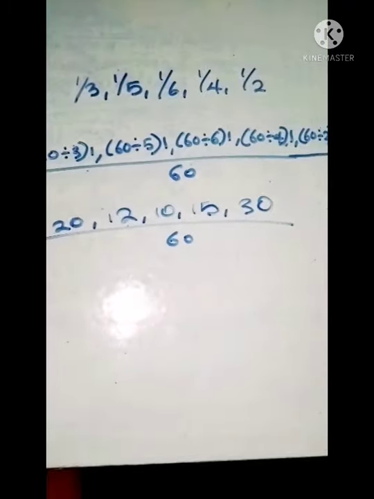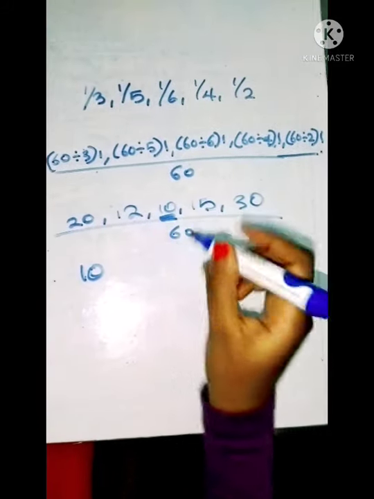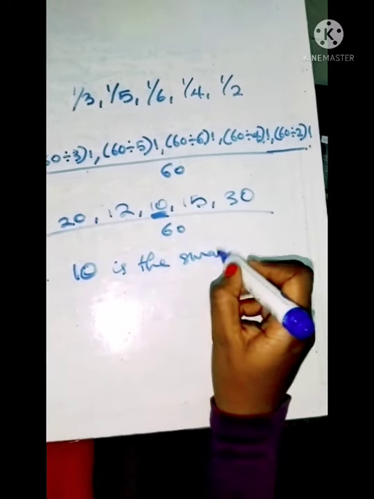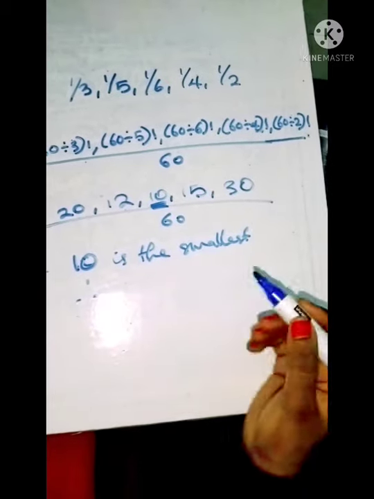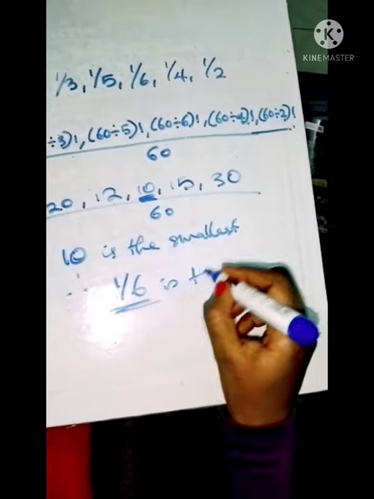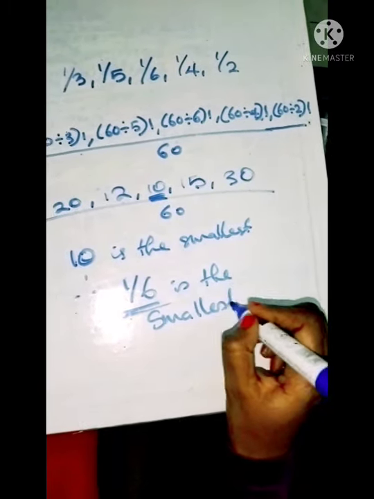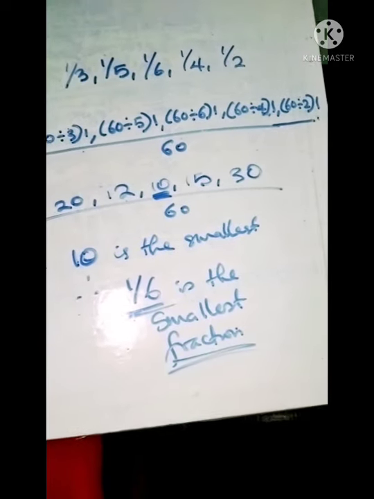So when you look at these numbers, which number is the lowest? 10 is the lowest number, and 10 has to do with 1 all over 6. 10 is the smallest number. That means 1/6 fraction is the smallest fraction we have in the group. And that's our final answer.